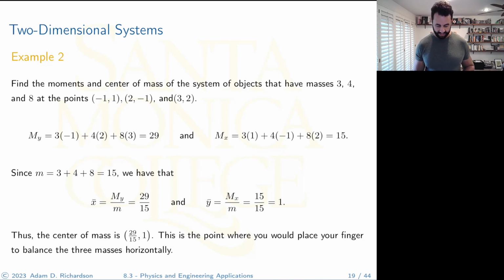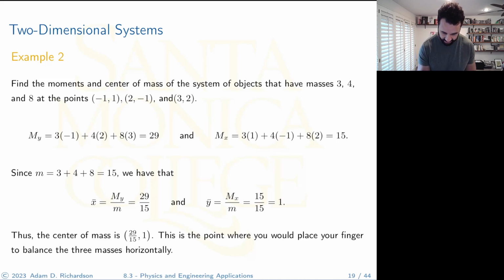Now what's the total mass? The total mass is what you get when you add up all the masses. You get 15. So the x coordinate of the center of mass is given by the moment with respect to the y-axis divided by the total mass. You get this. And the y coordinate of the center of mass is given by the moment with respect to the x-axis divided by the total mass, and you get 1. So the center of mass of this system is 29 over 15, comma 1. That's exactly where you would place your finger to balance the masses horizontally.